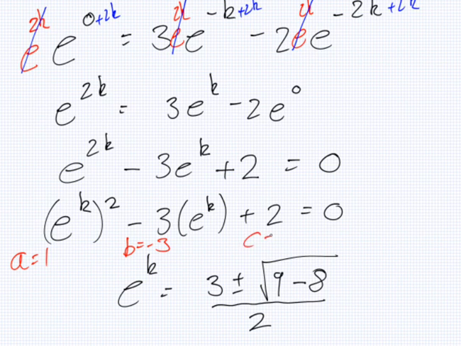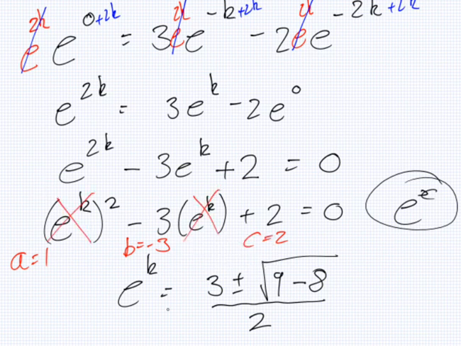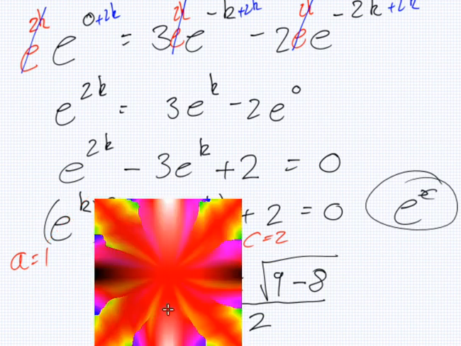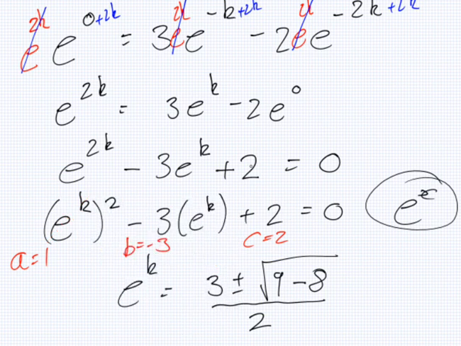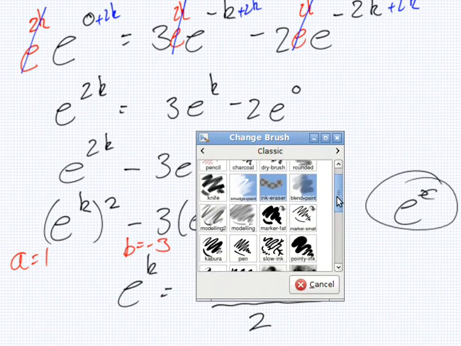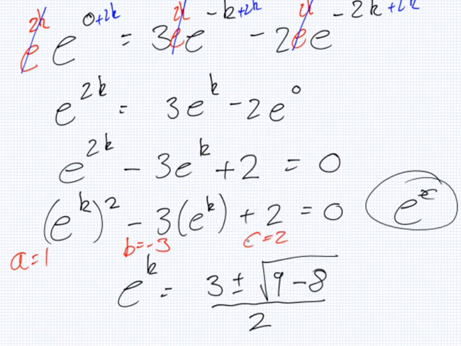Now, what happens? Well, you can see that up the top, they cancel, and they cancel. So now I'm left with e^0 equals 3e^(-k) minus 2e^(-2k). Now I should multiply everything by a term. Does anybody know what term I could multiply everything by?